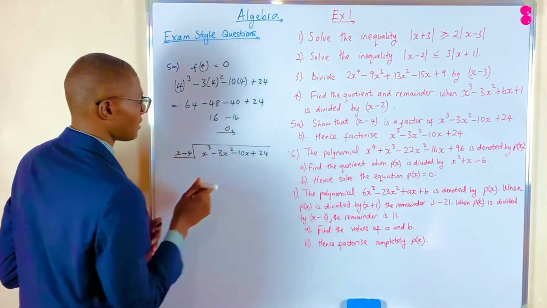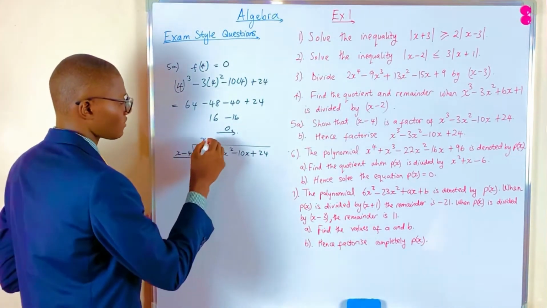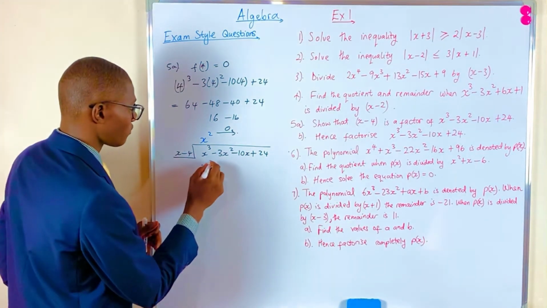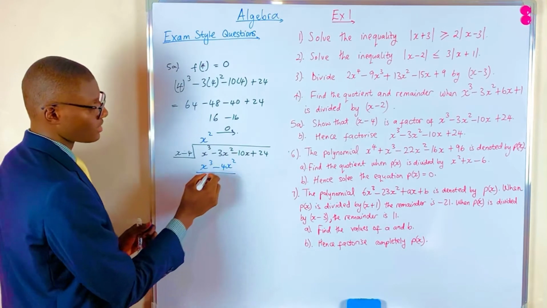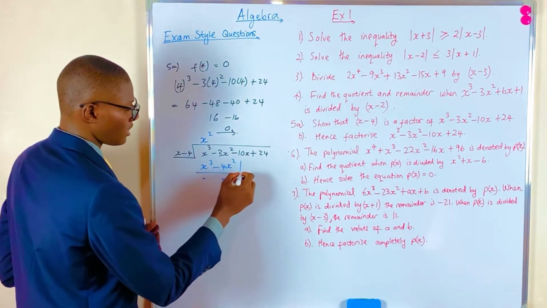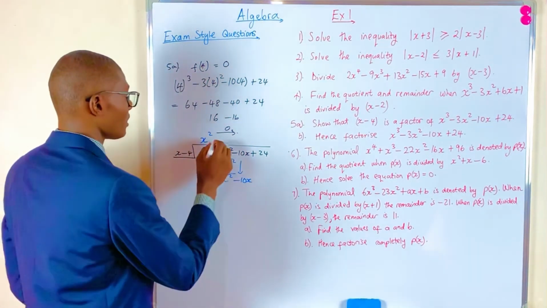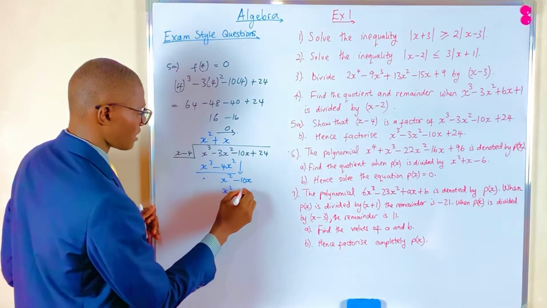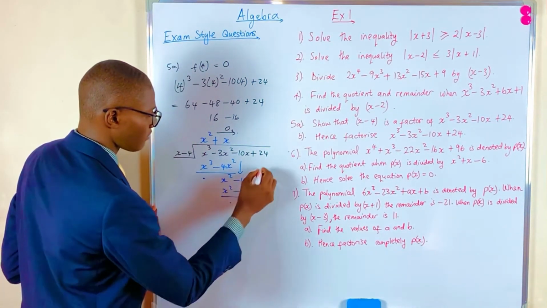Like this. Then x into x to the power of 3, this gives us x squared. Then x squared multiplying this divisor, we get x to the power of 3 minus 4x squared. And if we subtract here, we get a 0. Here we get x squared. Then if we drop the minus 10x, we say x into x squared, we get a positive x. Then x times x squared, x times minus 4x. Then if we subtract, we get minus 6x.